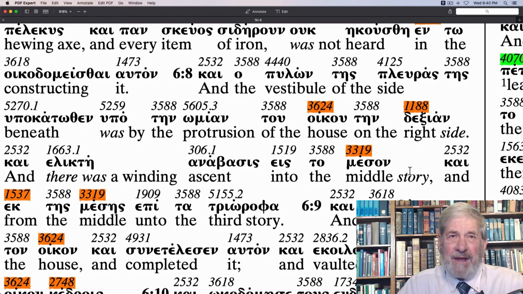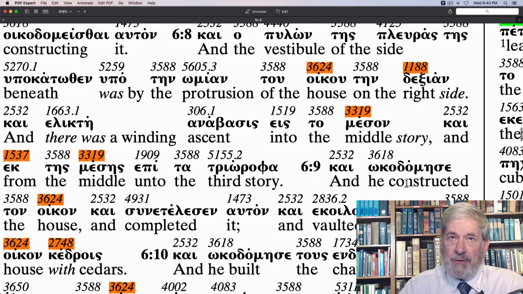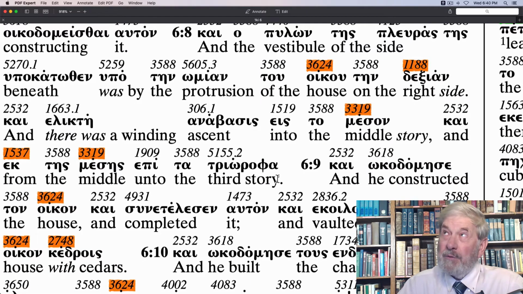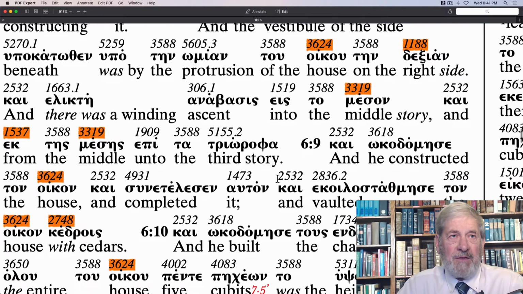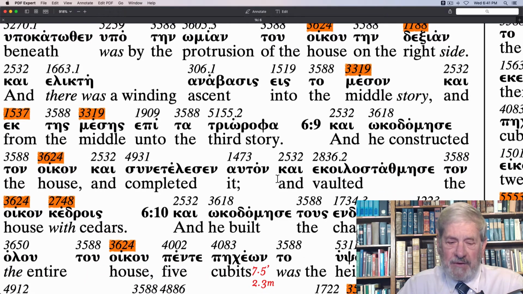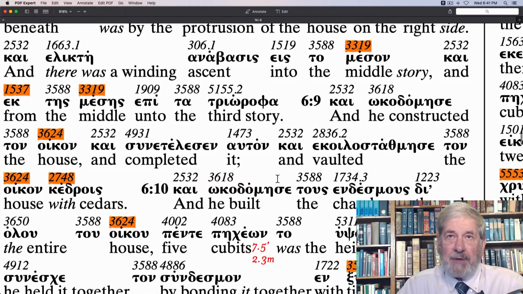And there was a winding ascent into the middle story, and from the middle unto the third story. So apparently it had 3 stories, and what was it, 45 feet? So that would make it 15 feet each story. And he constructed the house. Now within this was the Debir, the holy place. And he constructed the house and completed it.